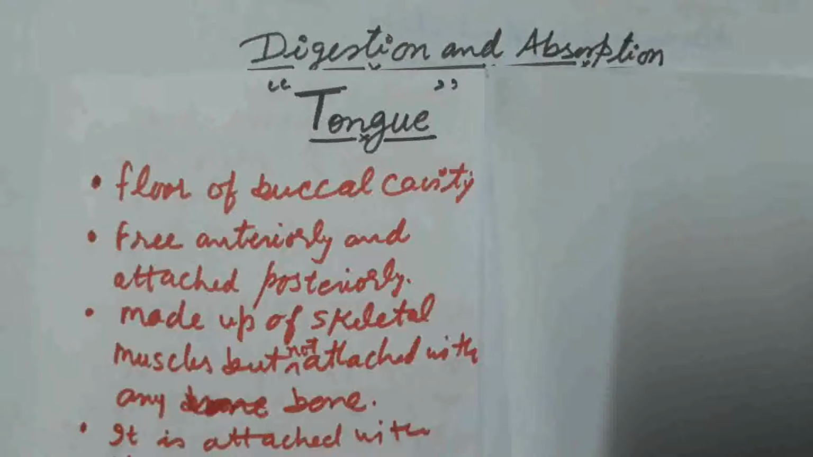The tongue forms the floor of the buccal cavity. It is free anteriorly and remains attached posteriorly with the floor of the buccal cavity with the help of a ligamentous fold, and we call this fold the frenulum.